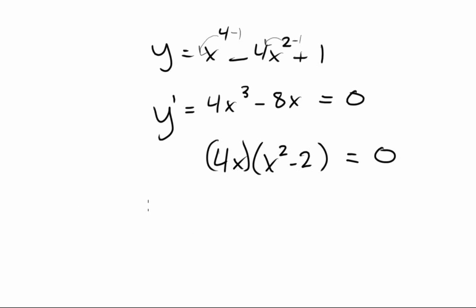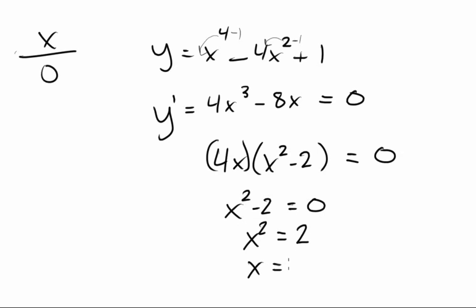Let's solve for that first one. These are our x values that cause it to be equal to 0. Well, 4x equals 0, so x is going to be 0. Now we can solve for this one. We can do difference of two squares here, or we could just move the 2 over, square root both sides, and we get plus or minus square root of 2. So when x equals 0 and x equals plus or minus square root of 2, we get horizontal tangents.